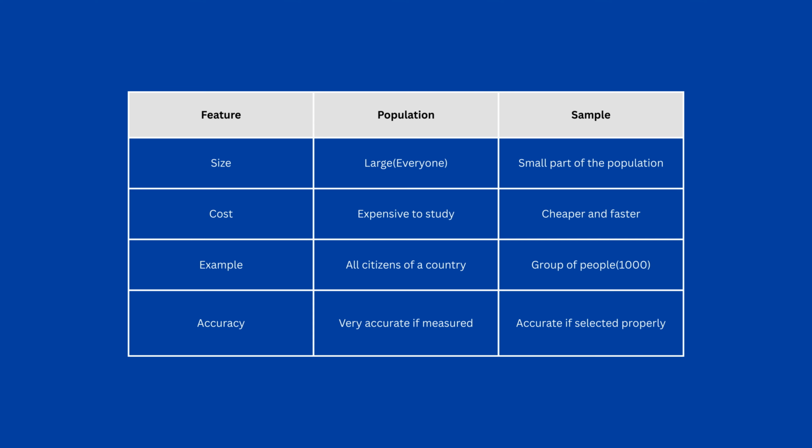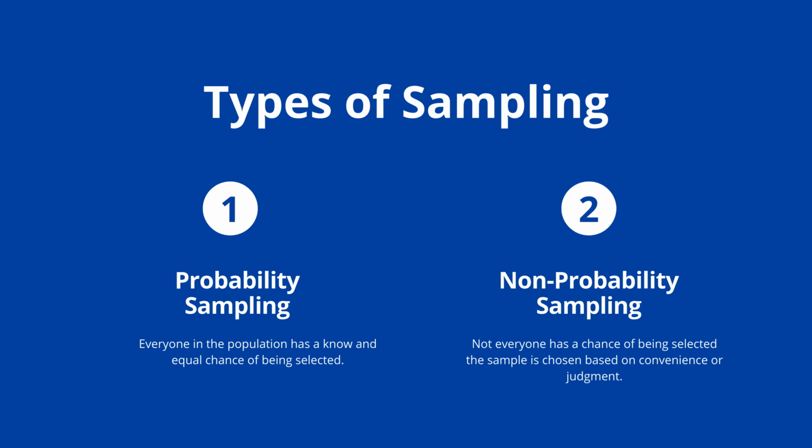Sampling is divided into two broader parts. One is probability sampling, another one is non-probability sampling. In probability sampling, everyone has an equal chance of being picked. It is fair, like a lottery. It is fair, random, better for large studies. In non-probability sampling, not everyone has an equal chance of being picked. So it is quick, easy, but less accurate. Now let's explore in detail.